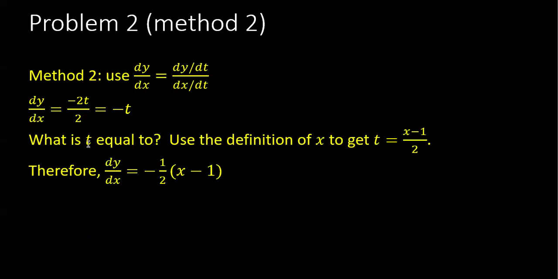Now, what is t equal to, though? We still need to use our definition to get that dy dx is minus half times x minus 1, because it's just minus of this. Okay, so we found it in two ways, but we still needed to write t in terms of x in order to match the two answers. Technically, this is correct as well. If we're interested in the derivative of y with respect to x in terms of t, actually, because t is the input per se.